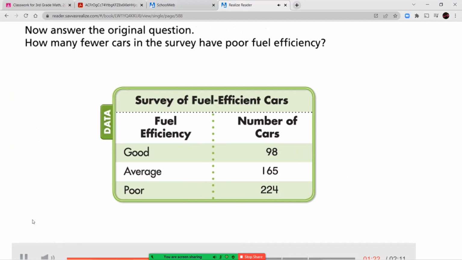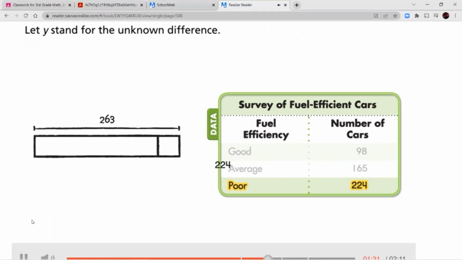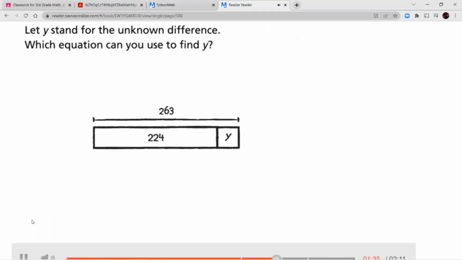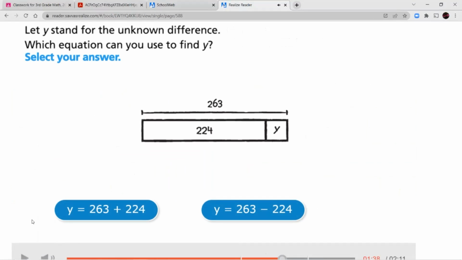Now answer the original question. How many fewer cars in the survey have poor fuel efficiency? Let Y stand for the unknown difference. Which equation can you use to find Y? Select your answer.